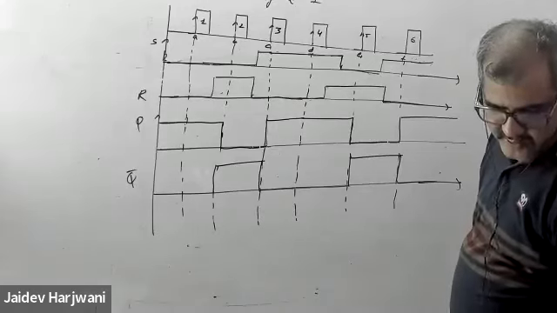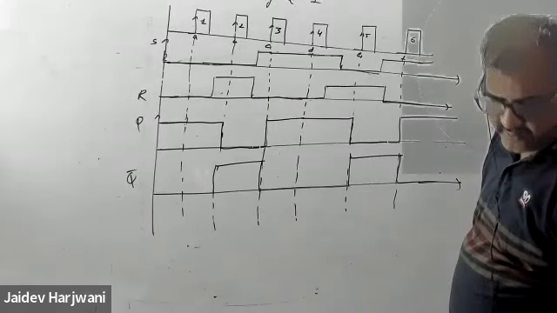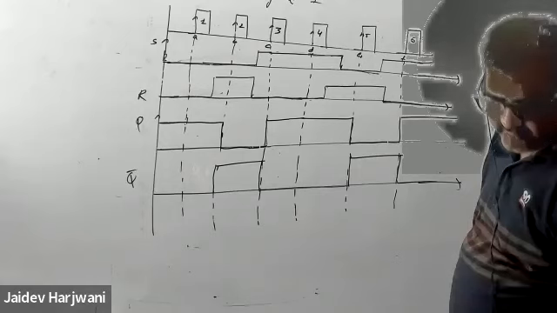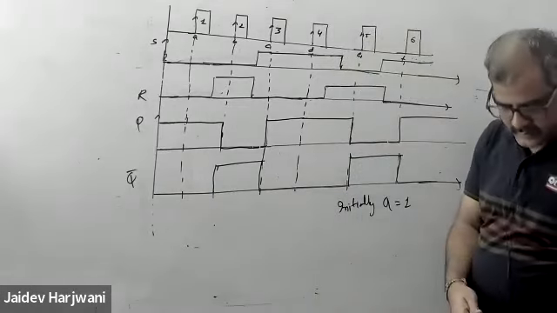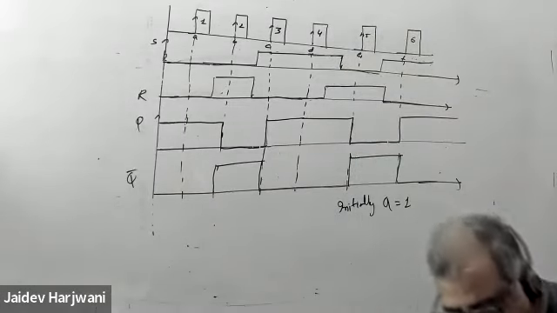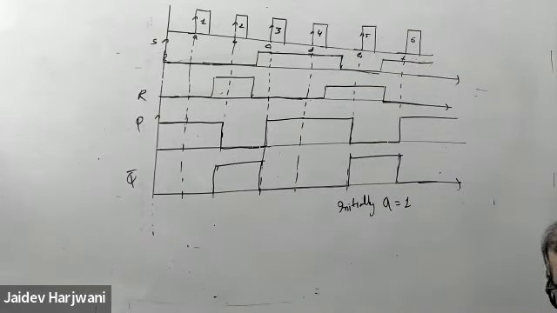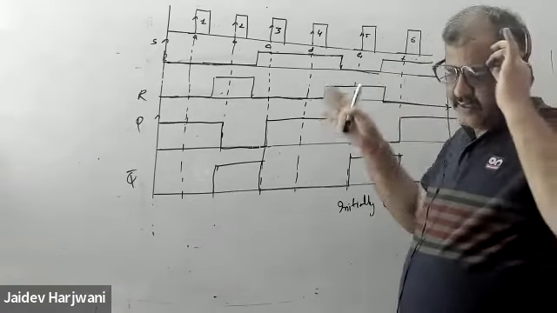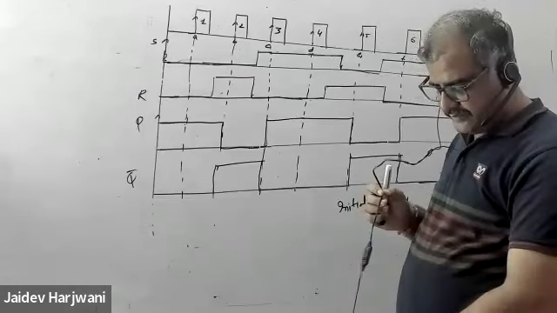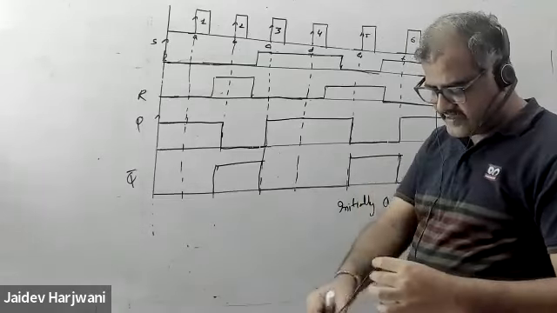So initially Q is 1. Initially Q is 1. So if any student has a doubt about these graphs, he can ask me. Okay, I can repeat once more.